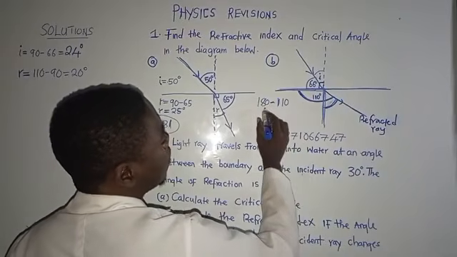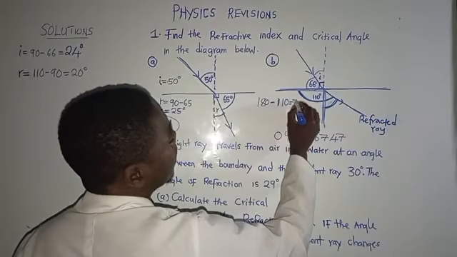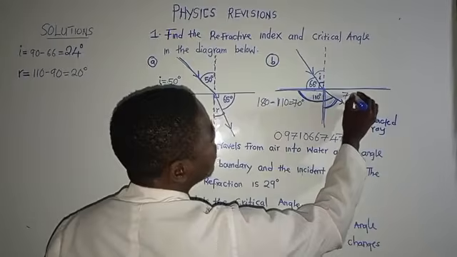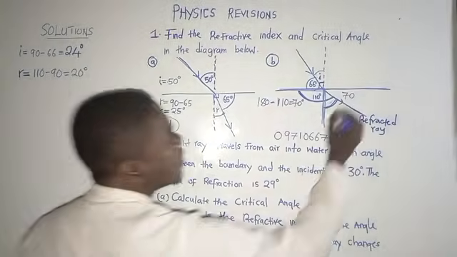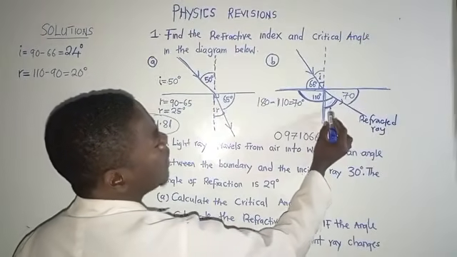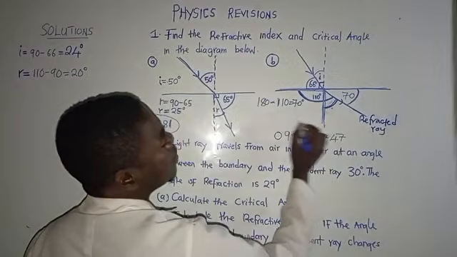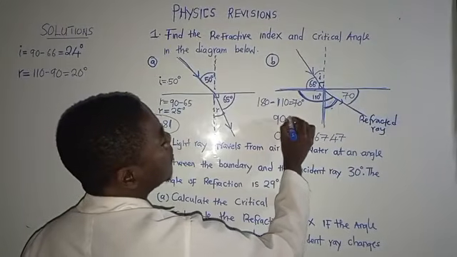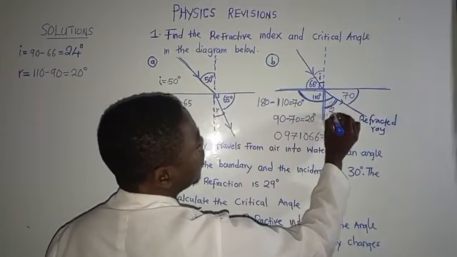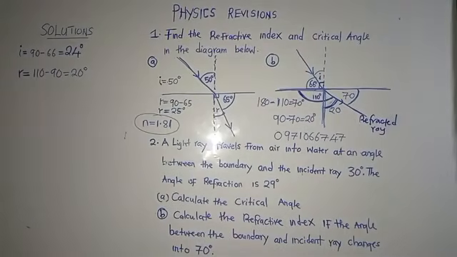180 minus 110, the answer we are getting is 70 degrees. This 70 degrees is just there. So for you to find the angle of refraction, you are going to say 90 minus 70, which is giving you 20 degrees. So those are the procedures that you needed to do if you found a 70.